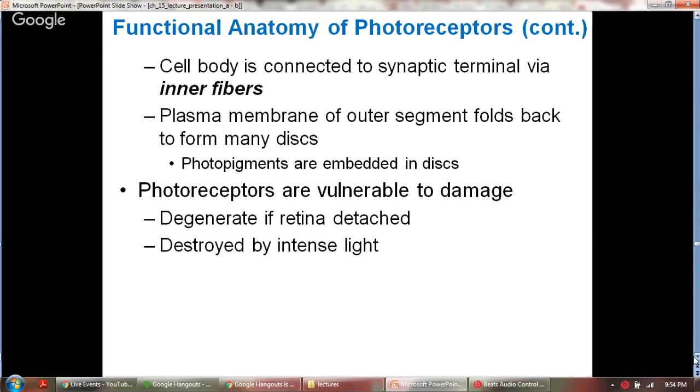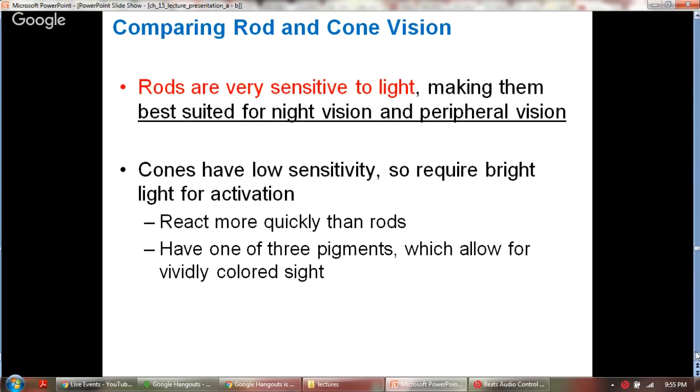The cell body is connected to the synaptic terminal via inner fibers, and then the plasma membrane of the outer segment folds back to form many discs. The clinical scenario would be that photoreceptors are very vulnerable to damage, and they degenerate if the retina is detached or can be destroyed by intense light as well.